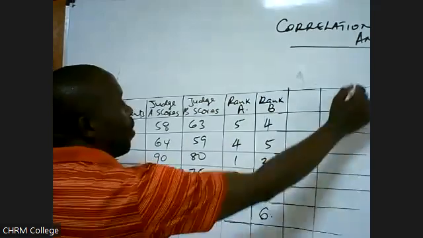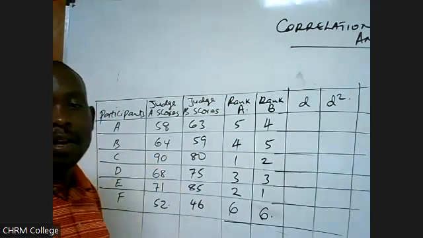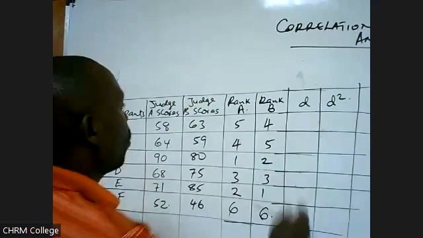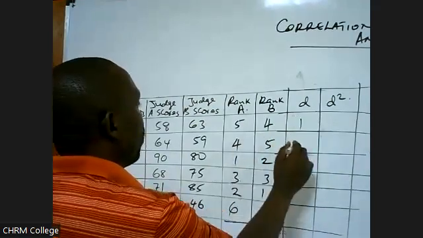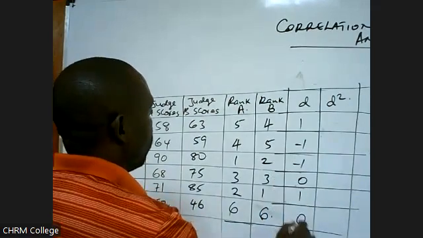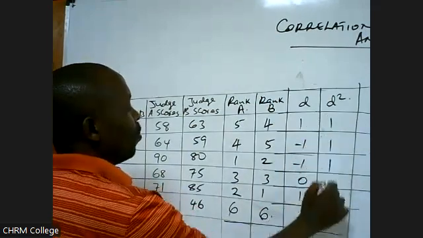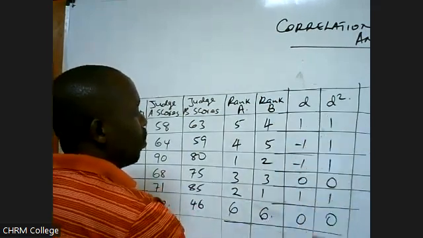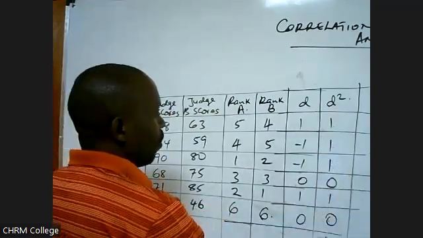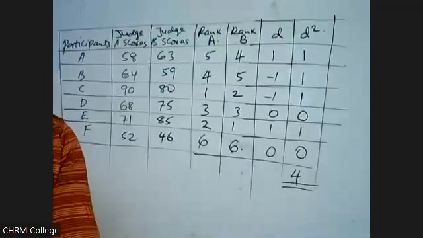Then from the ranking, that is where you get your D and D squared. You get the difference of the ranking, not the difference of the scores. So it is 5 minus 4, 1. This is negative 1, 0, 1, 0. If you square these, you get 1, 1, 1, 0 squared is 0, 1, 0. If you add your D squared, you get 4. The summation of D squared is equal to 4.